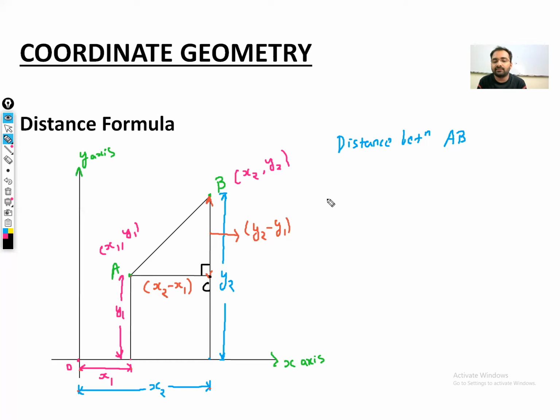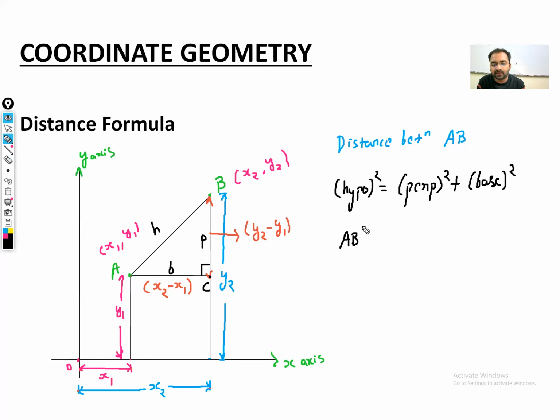Now, what is Pythagoras theorem? The Pythagoras theorem is hypotenuse square must be equal to perpendicular square plus base square, that you have learned in your junior classes, right? Now, if this is 90 degree, this must be my hypotenuse, this must be my perpendicular, and this must be my base, right? So hypotenuse square means AB square must be equal to perpendicular square, that is y2 minus y1 whole square, plus base square, that is x2 minus x1 whole square.